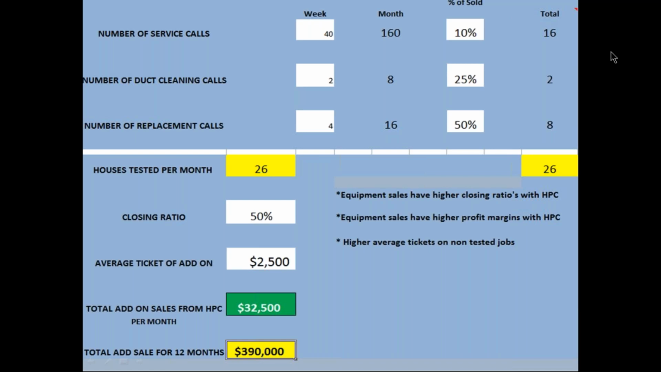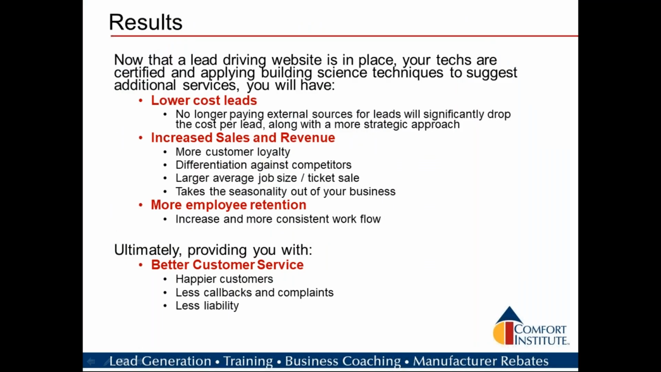So if I got 26 leads, and I sold 50% of them, at a $2,500 job, I created $32,500 for my business in a one month period of time. You average that out over a year, that's another $390,000. I'm sure no matter what size business you are, we'd all appreciate getting another $390,000 worth of work out there for our company today. So by using my techs, by going beyond the box, we're able to do that.